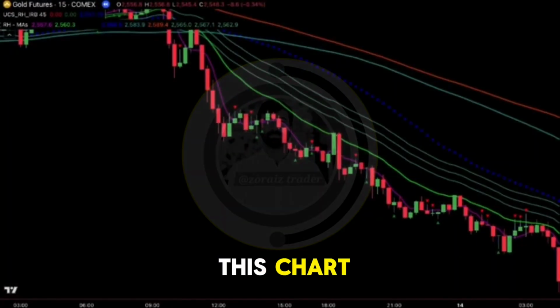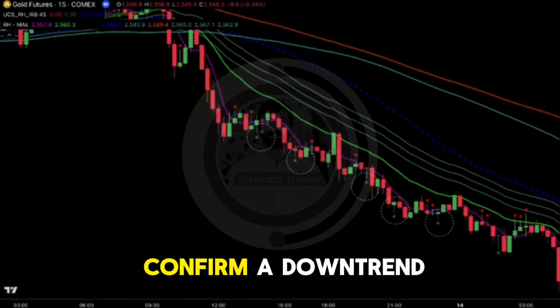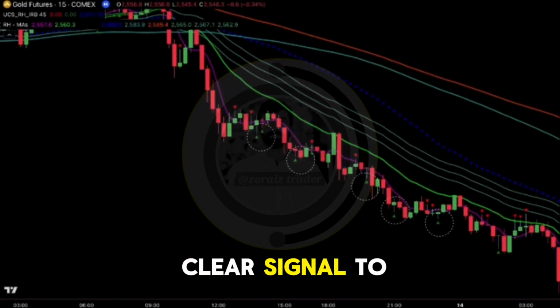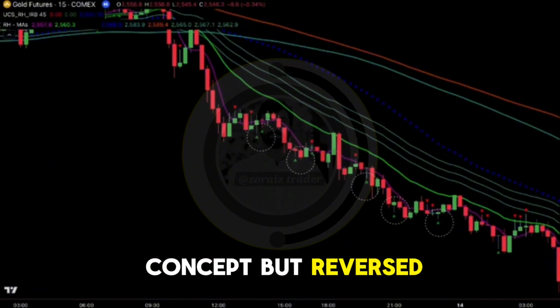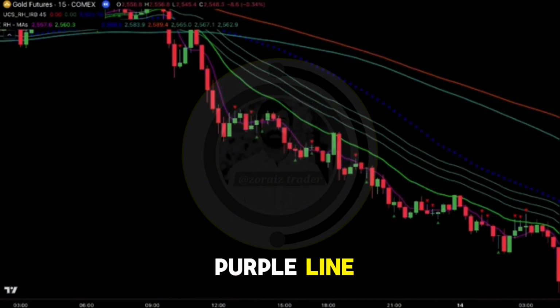For example, in this chart, the green and purple lines are parallel and there are no extra lines in between. The candles below the purple line confirm a downtrend, giving us a clear signal to enter a short trade. In an uptrend, it's the same concept but reversed. The candles must be above the purple line.